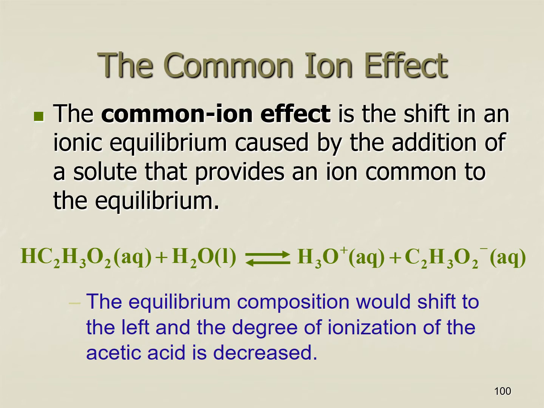Shifts to the left. So what does that mean? That means less of the acetic acid dissociates. So what does that mean about the H3O concentration? It should go down because we're shifting the equilibrium to the left. So that means the degree of ionization, or the percent ionization, goes down. Then the amount of H3O plus has decreased, which means that the pH has increased. It's gotten less acidic. So the common ion makes the acid less acidic.